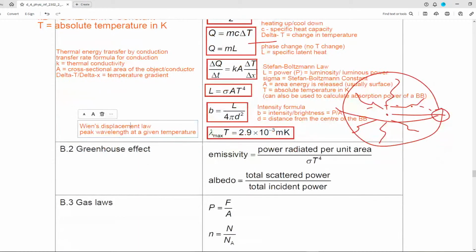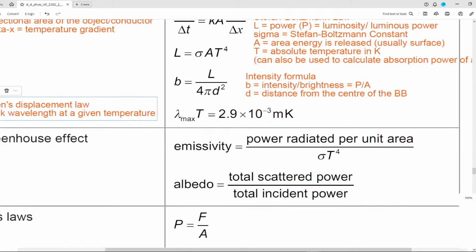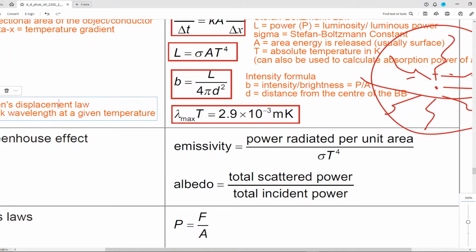However, not everything is absorbed. Therefore, not everything's emitted. So the amount that's actually absorbed or emitted is called emissivity. So it's power radiated per unit area over sigma T to the fourth.